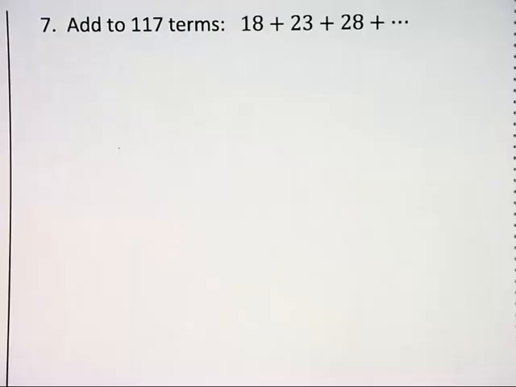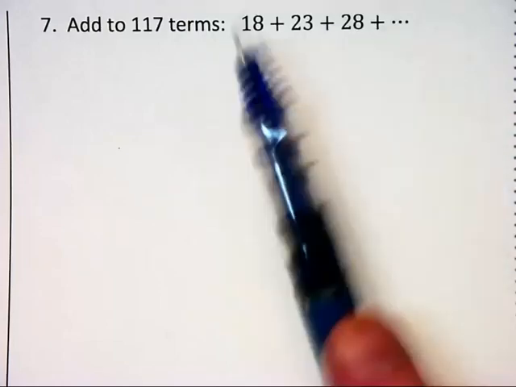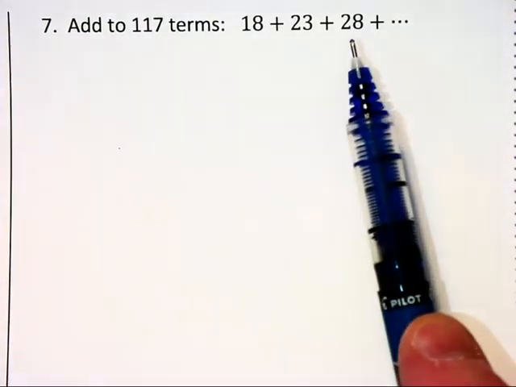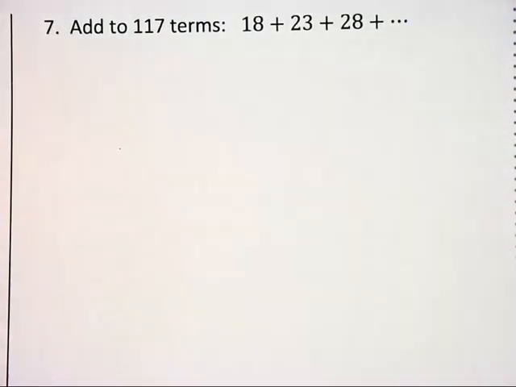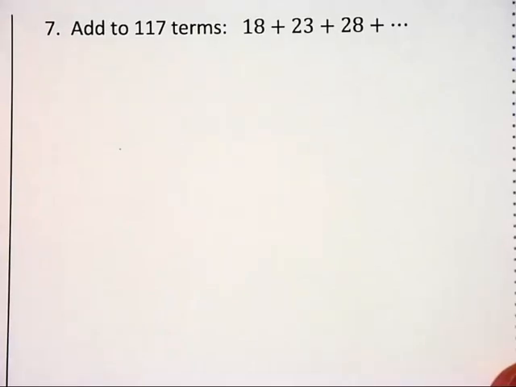Add this series to 117 terms. The first thing we need to determine is whether we are dealing with an arithmetic or geometric series. And since we see that we're adding 5 to go from term to term to term, we know that we're going to have an arithmetic series.